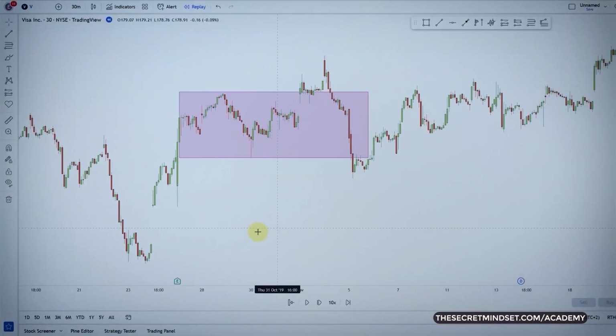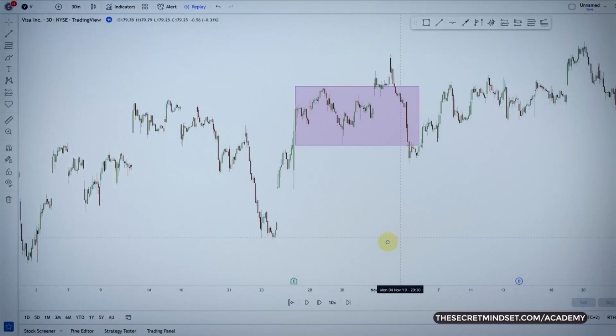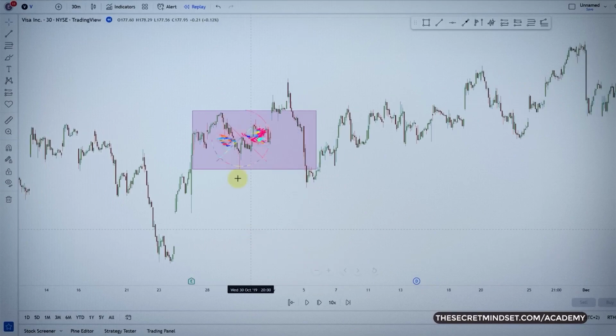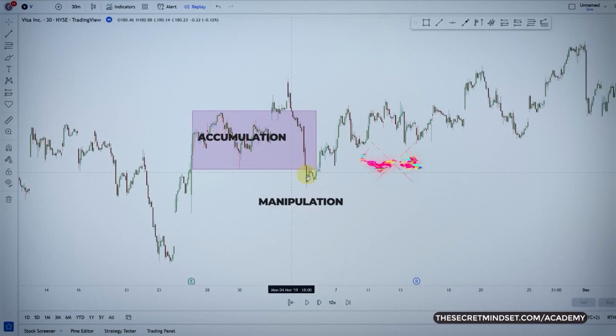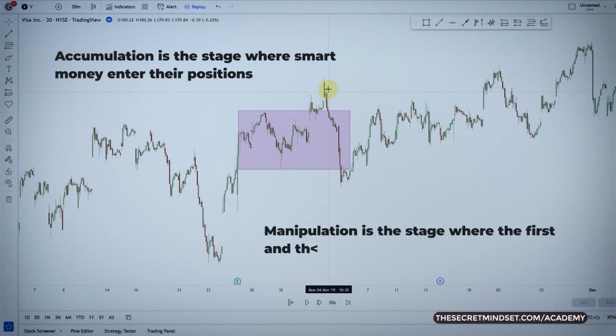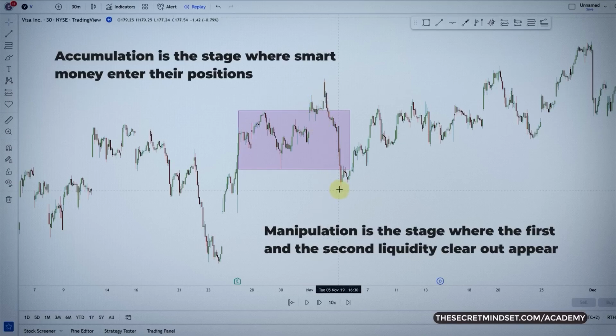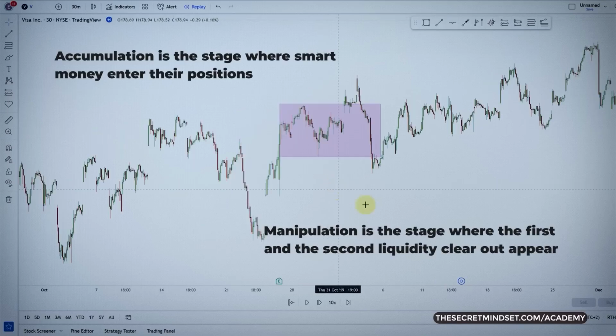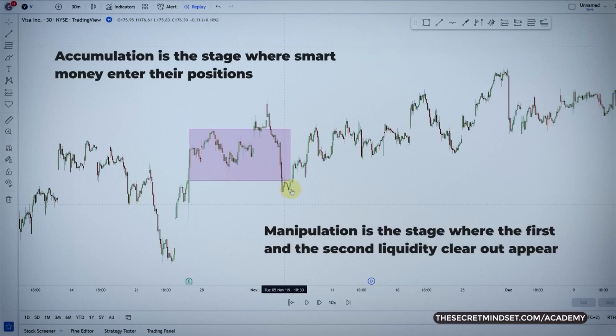If you have trouble finding this pattern, try to break it into 3 stages: accumulation, manipulation, and the trend phase. Accumulation is the stage when smart money enter their positions. Manipulation is the stage where the first and the second liquidity clear-out appear. And after the traders are trapped, the trend phase begins.